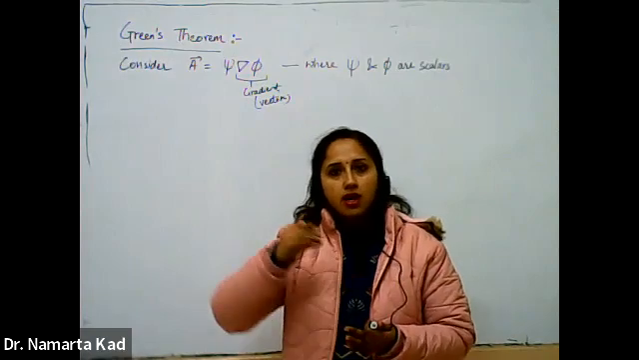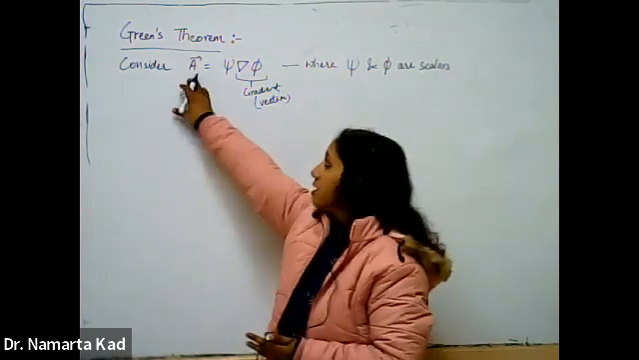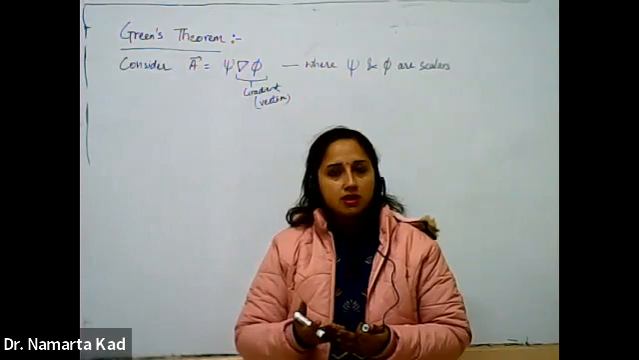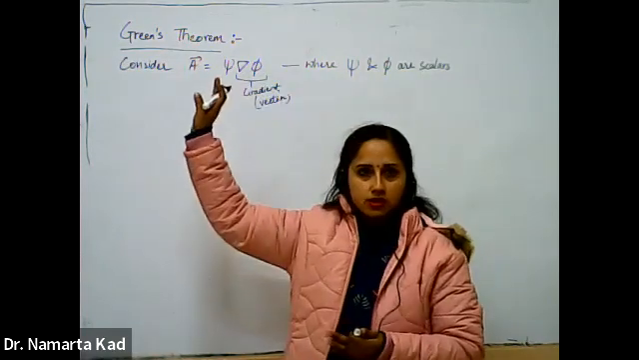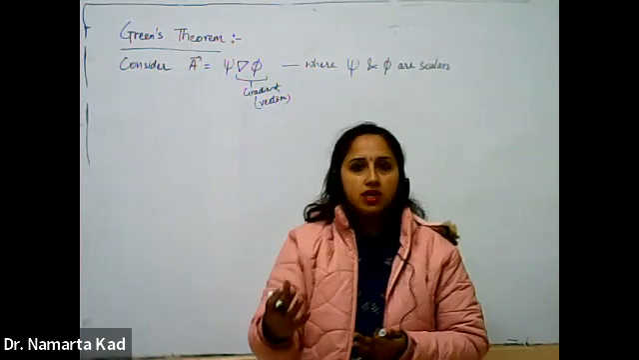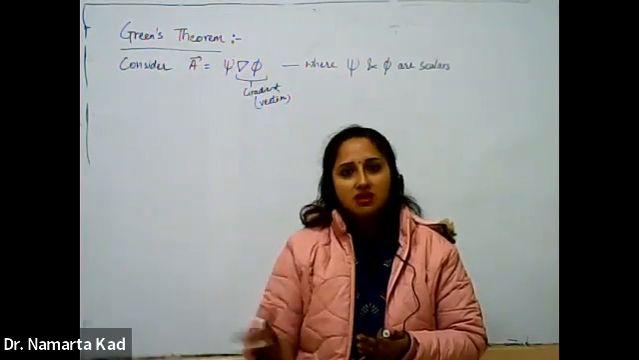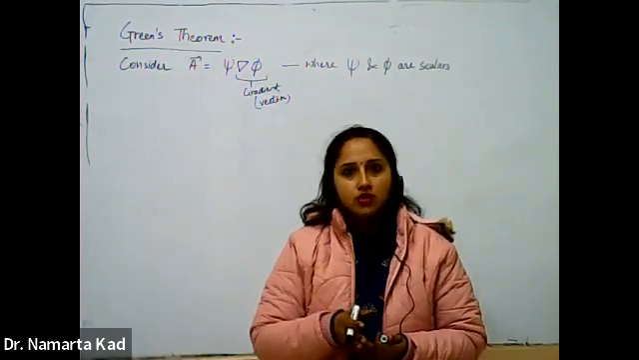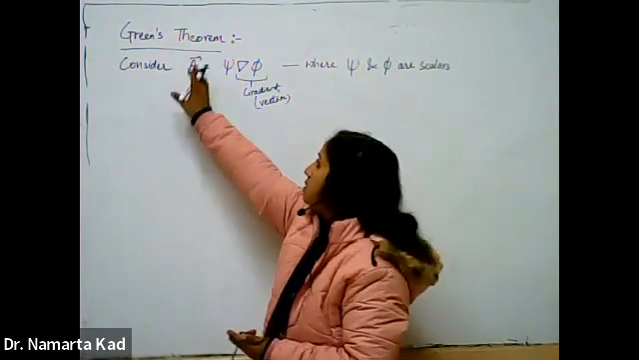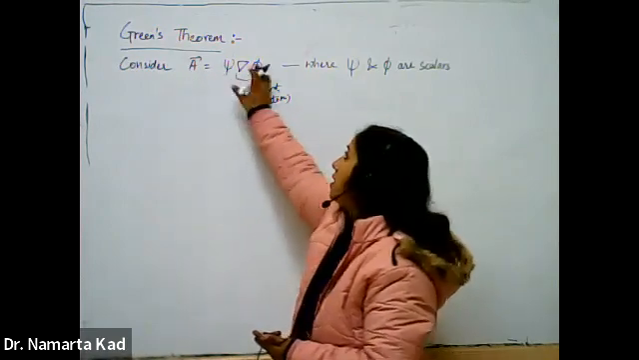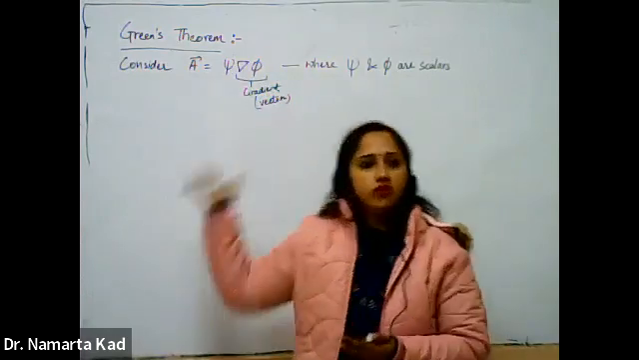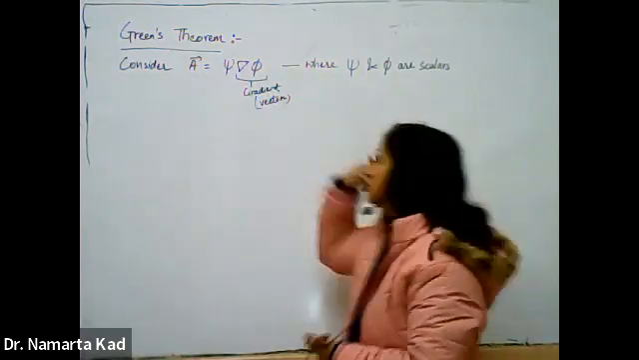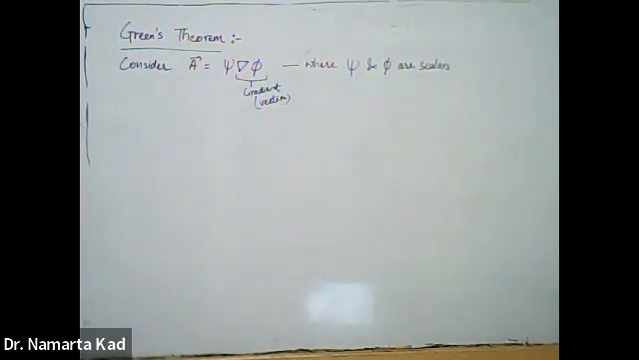So any vector A vector can be written like this, by using the combination of scalars with del. I am going to write here A vector is equal to psi del phi, where del phi is the gradient which comes out to be a vector quantity. So A vector is equal to psi del phi.